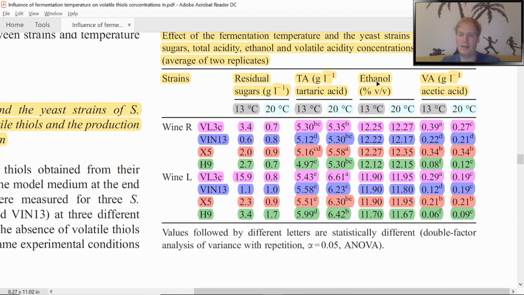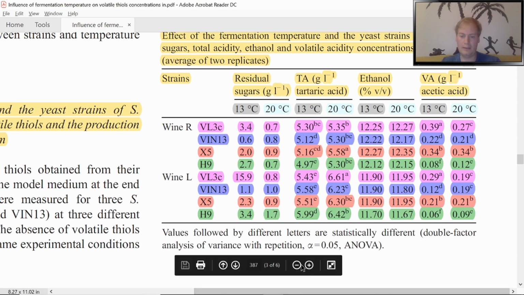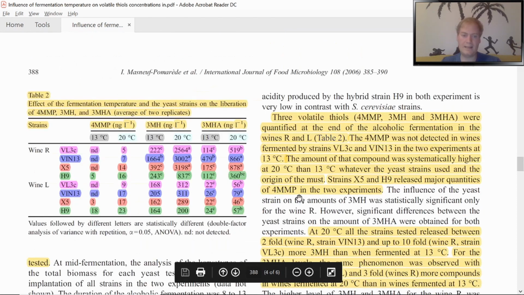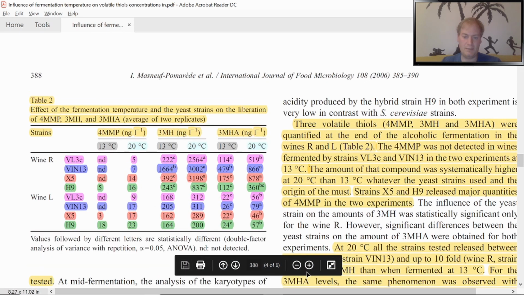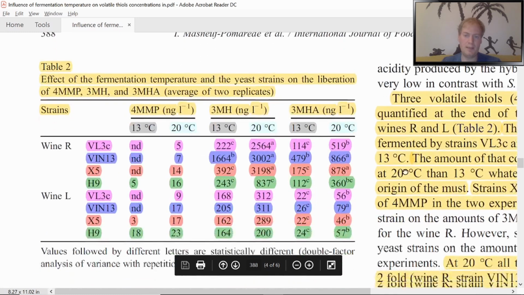What about ethanol levels? What about VA or acetic acid? Here we don't have any clear differences. Well, let's look at the liberation of 4-MMP, 3-MH, 3-MHA of the same experiment. Let's make this a bit bigger.